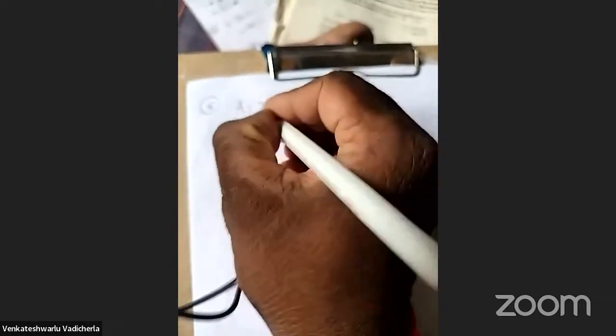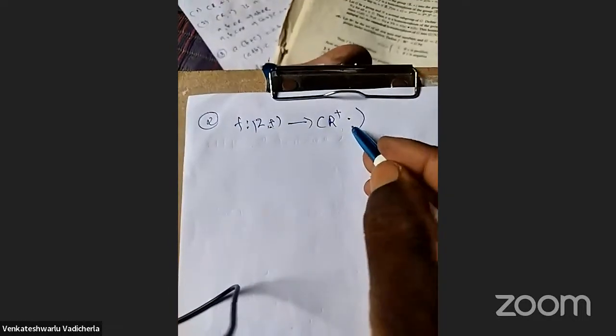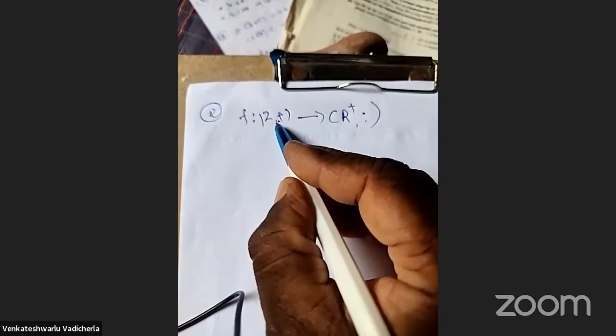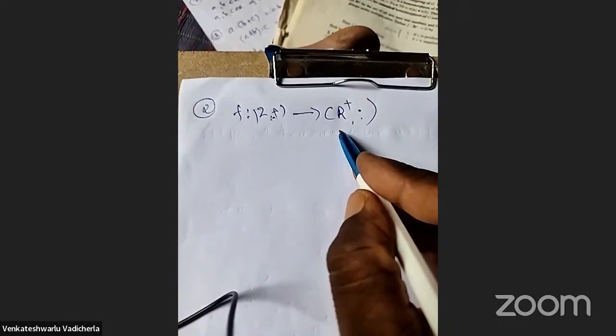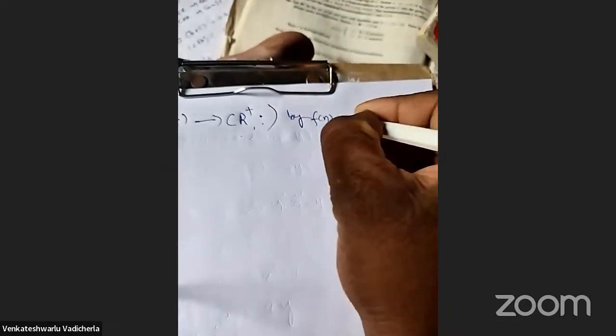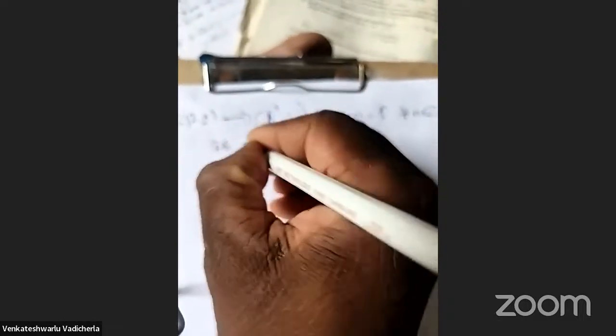The second example in the textbook is a similar function. f is a mapping from Z comma plus to R plus comma dot, positive real numbers, with a different operation: addition in the domain and multiplication in the codomain. The domain is the integers, a group with respect to addition. The codomain is the positive real numbers, a group with respect to multiplication. We define the function f of n equal to 3 to the power n for all n belongs to Z. This is a homomorphism.